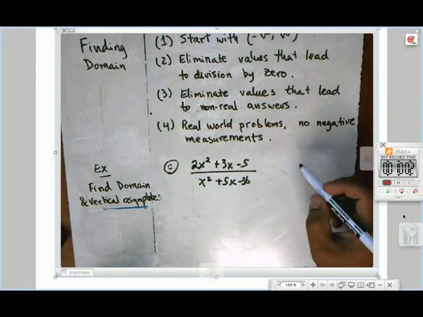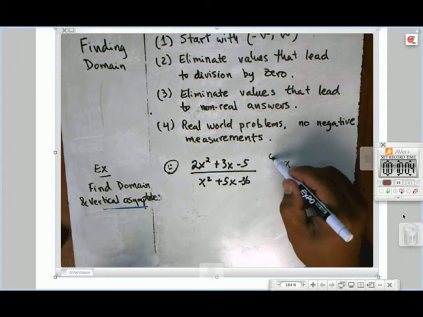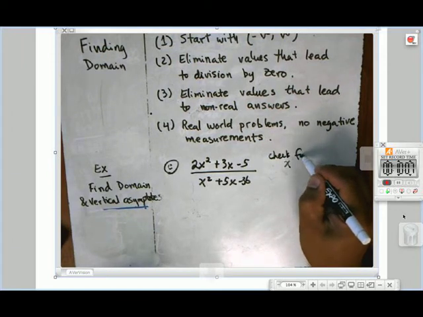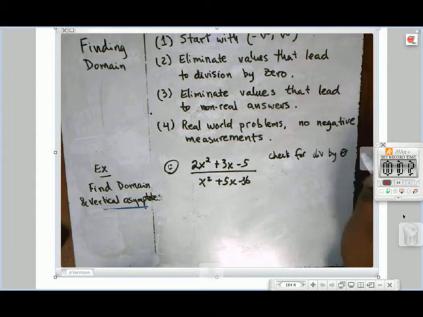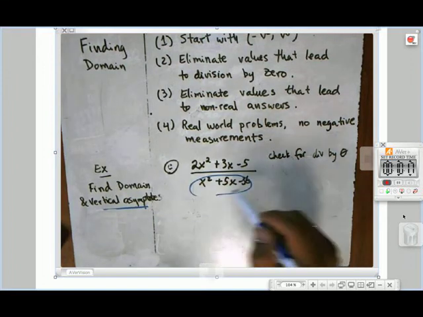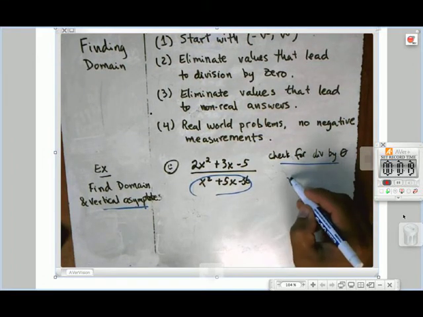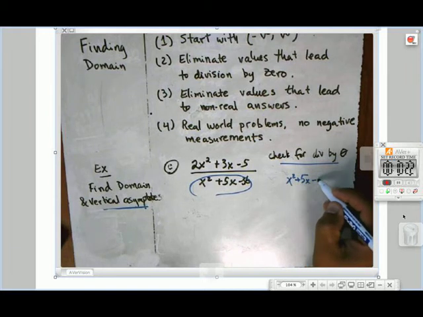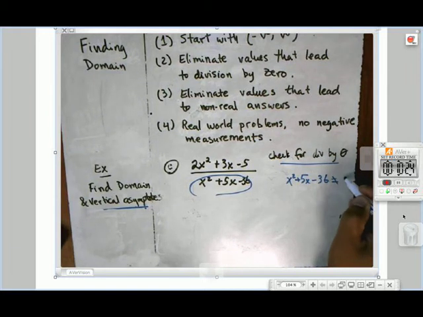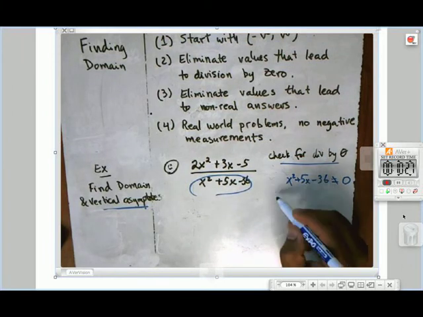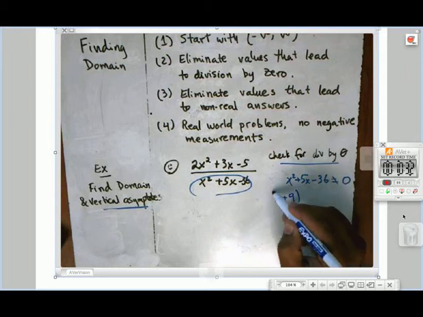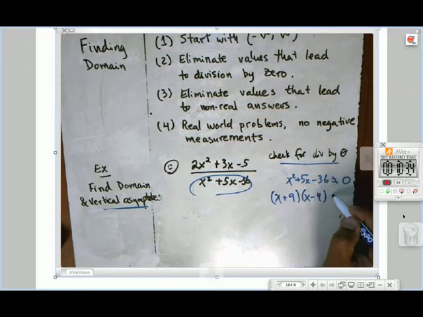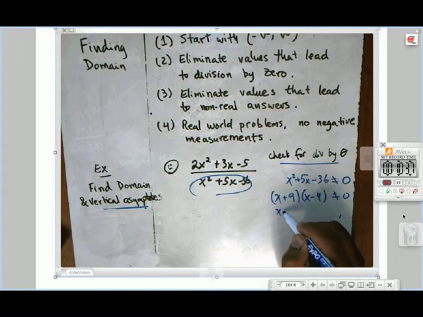So let's check for division by 0. And of course we do that by setting the denominator here equal to 0 and seeing what happens. So x squared plus 5x minus 36 cannot be equal to 0. And let's just solve for x. So this can be factored: x plus 9, x minus 4 cannot be equal to 0. We can split the two factors.